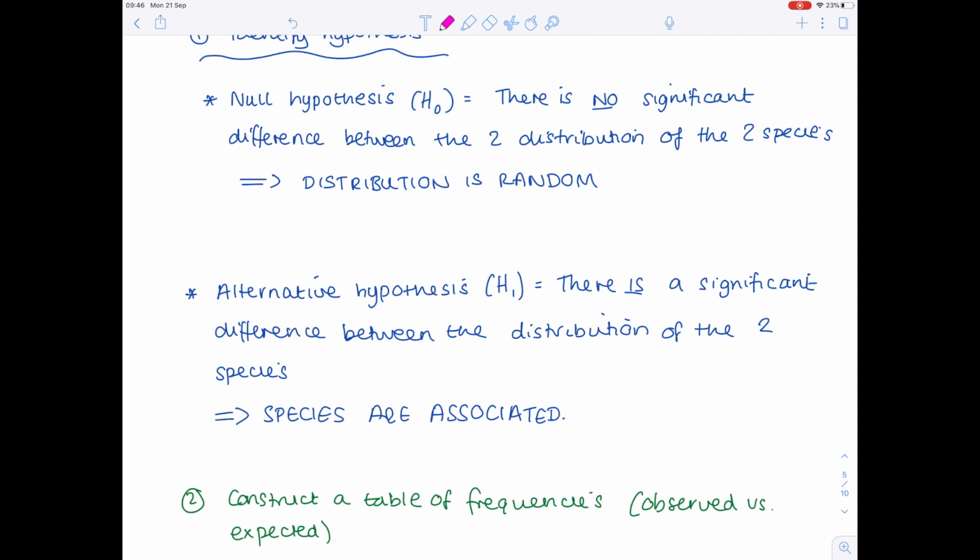And going all the way back up to the top of my little presentation, the alternate hypothesis stated that there is a significant difference between the distribution of the two species, so the species are associated. But is that association negative or positive? Well, because the species tend to not be present in the same area, we can say that there is a negative association between them.